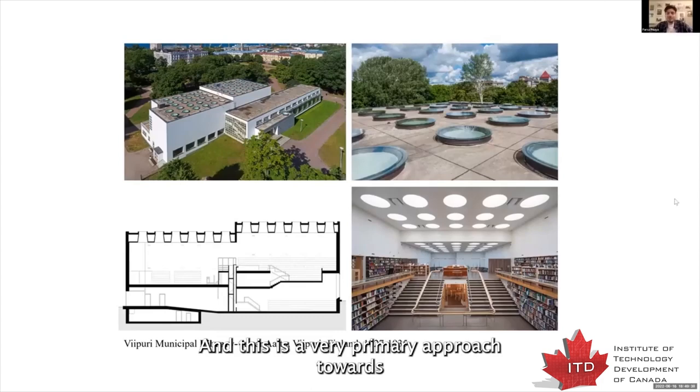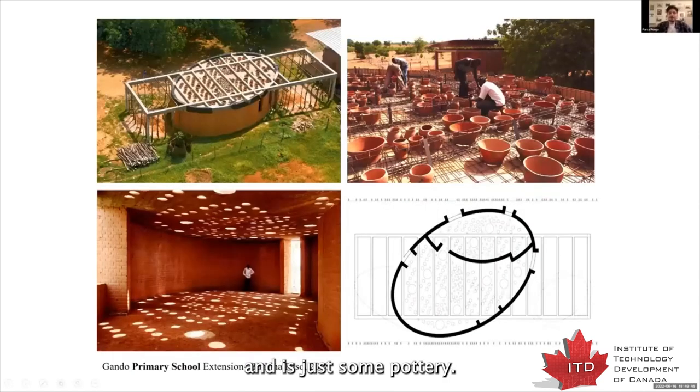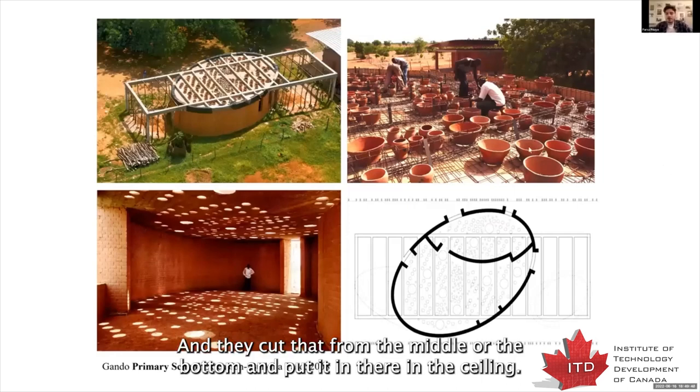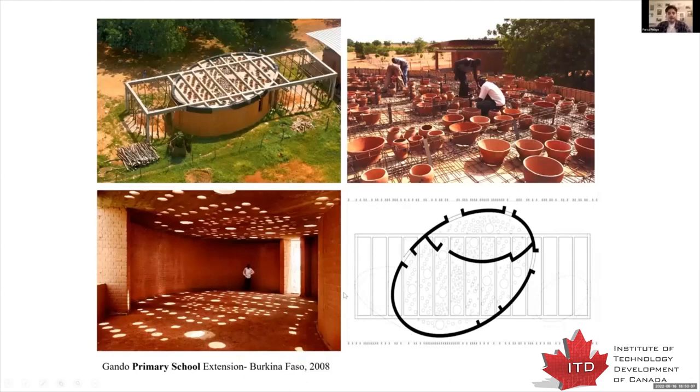And this is a very primary approach towards getting a skylight. It's just some pottery, and they cut that from the middle or the bottom and put it in the ceiling, and after that they pour concrete around that, and the outcome is this playful, joyful interior lighting.